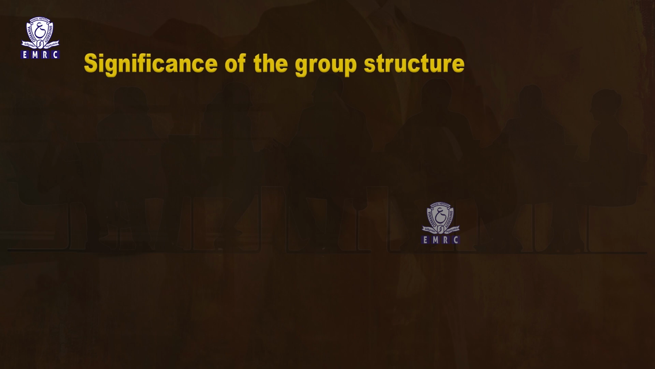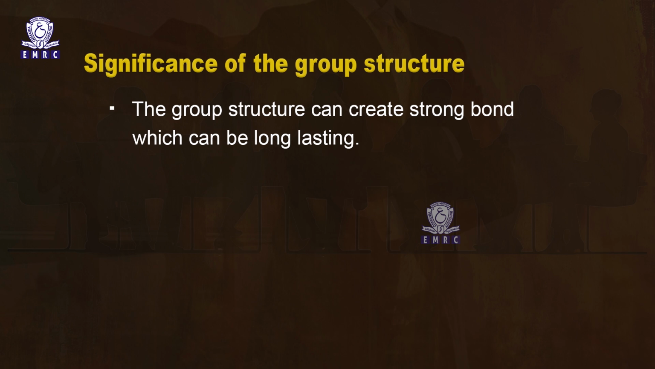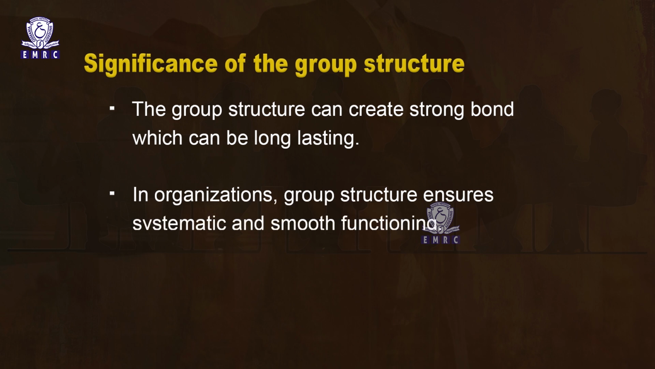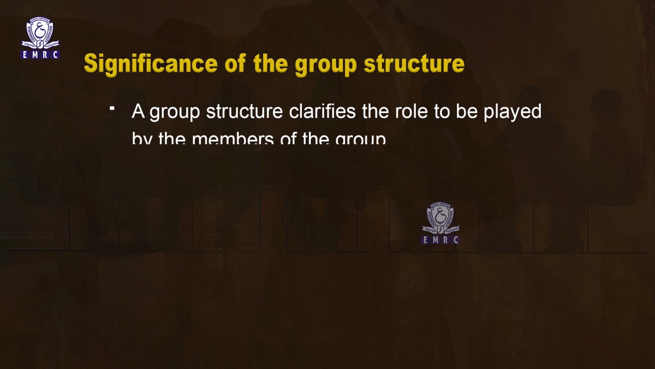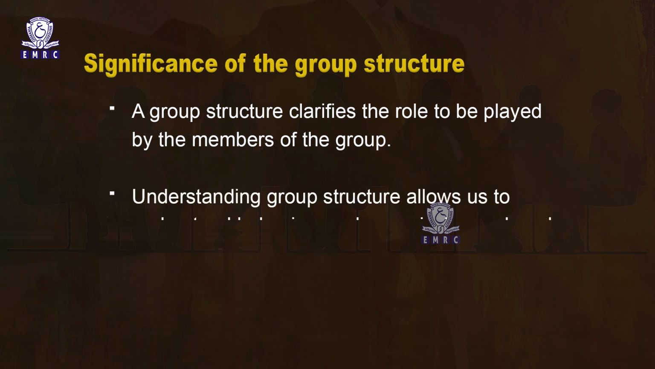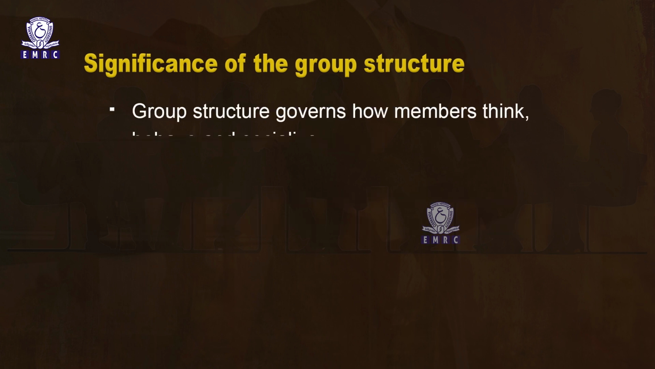So the significance of a group structure includes: the group structure can create a strong bond which can be long lasting. Especially in organizations, group structure ensures systematic and smooth functioning. A group structure clarifies the role to be played by the members of a group. So it gives clarity like who has to do what. Understanding group structure allows us to understand behavior, values, mission and goals. Group structure governs how members think, behave and socialize.